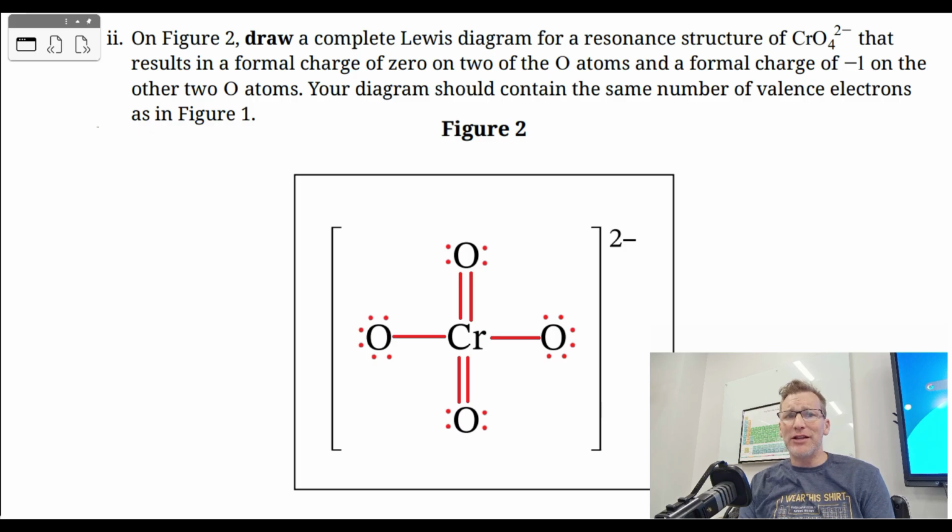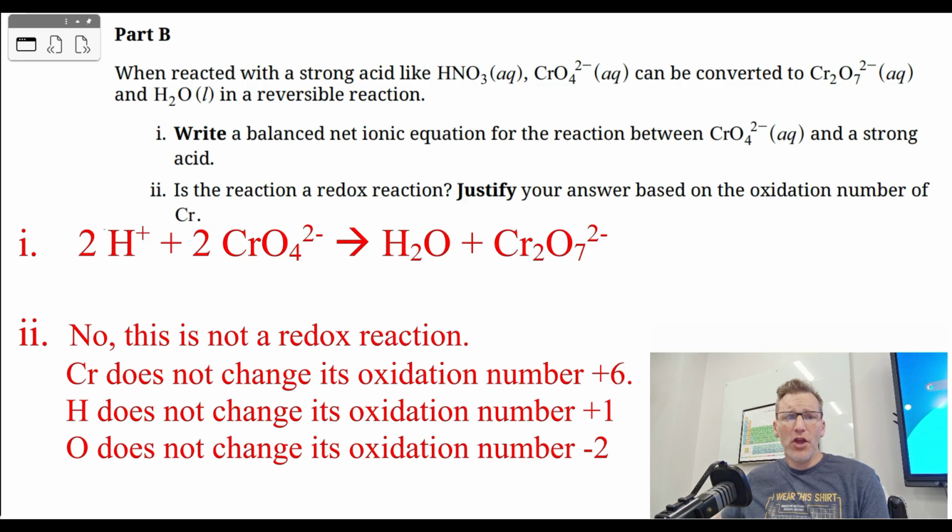They wanted us to draw a Lewis dot diagram for a resonance structure of the chromate, and they gave us some stipulations. They said that the formal charge is going to be 0 on 2 of the oxygen atoms and a -1 formal charge on the other 2. So we need a single bond on 2 of them and a double bond on 2 of them. And you can see we're going to do a single bond with octets, a double bond with octets, and that will give us everything they want for the resonance structure. We go to part B.